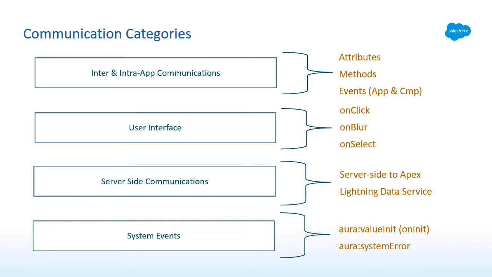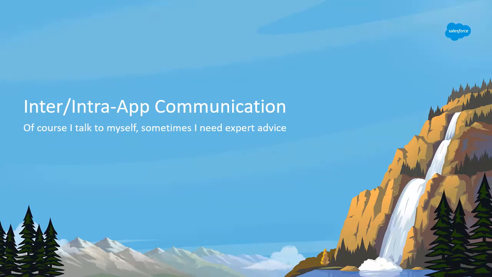Server-side communications, I just mentioned, you're going to have your own server-side controller that's going to handle those, and you're also going to have the Lightning Data Service. And then system events. So this is the Aura framework and the Lightning framework are going to have some communications that you need to be able to listen and respond to. So those are our high-level categories. And we'll start with inter and intra-app communication, because that's kind of the biggest chunk of what you actually have to build.